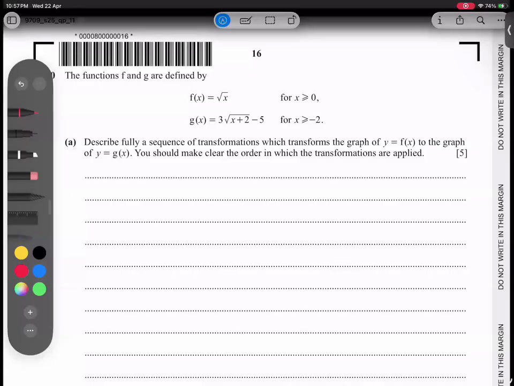Question number 10, students, we have, and the topic is functions and transformation. So check it, please. This is given f of x, and this will give g of x. It says to describe fully the single sequence of transformation which transforms the function f of x to g of x. It means this is a parent function, and this is a child function. So let's try to do it. Make clear the order in the transformation.